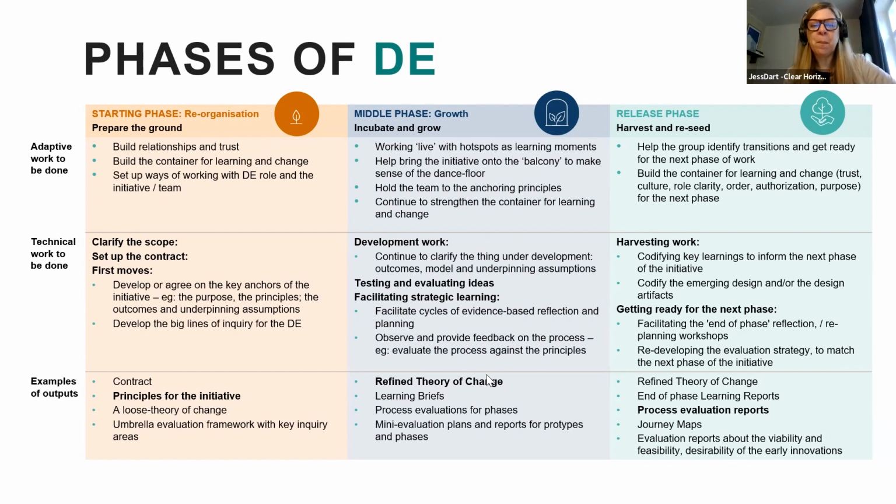So the outputs from this might be a refined theory of change. You might have learning briefs. Sometimes we write little micro reports, 2 pages long, on key learning issues. You can do process evaluation at this stage, but generally do it as a slide pack, not a report, to keep it fresh and quick and rapid feedback. And then if you do get to the point of testing an idea that starts to build into something more formed, you could do a little mini evaluation of that thing. So that's the middle phase.